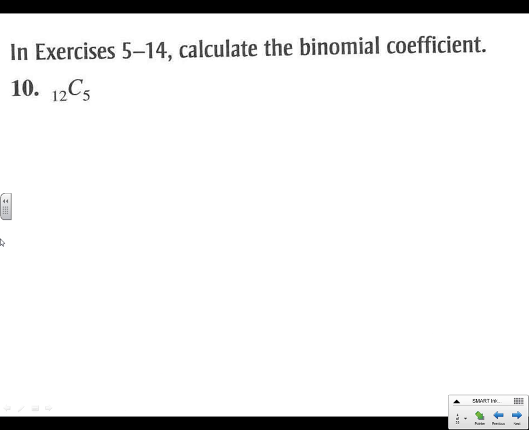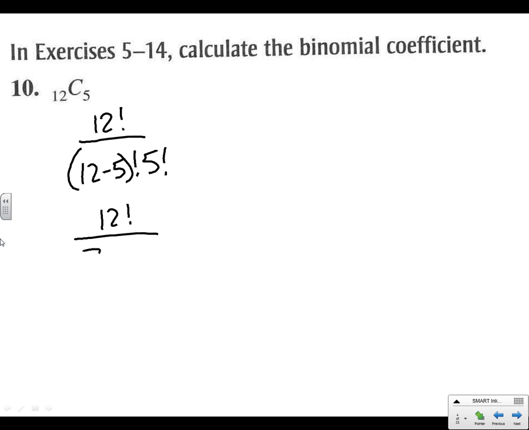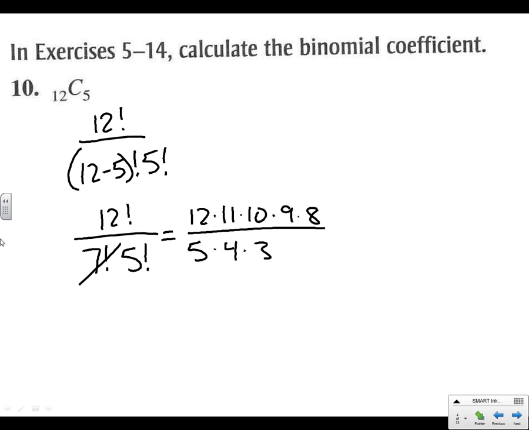Problem 10. Let's start with 12c5, calculating this coefficient. So we're going to say 12 factorial over 12 minus 5 factorial times 5 factorial. Simplifying that, 12 minus 5 is 7 times 5. So if we work this out, we're going to have 12 times 11 times 10 times 9 times 8. I'll stop there because the 7s will cancel. In the denominator, we'll have 5 times 4 times 3 times 2 times 1. And let's see what we can cancel.